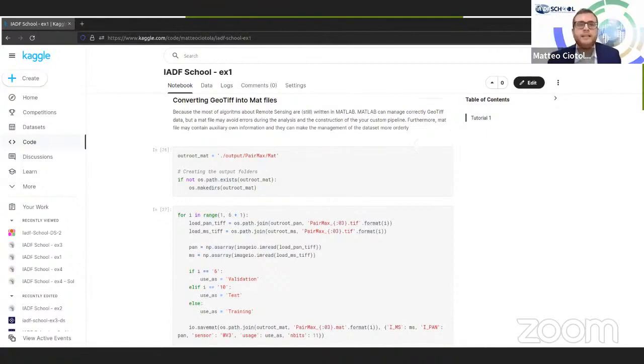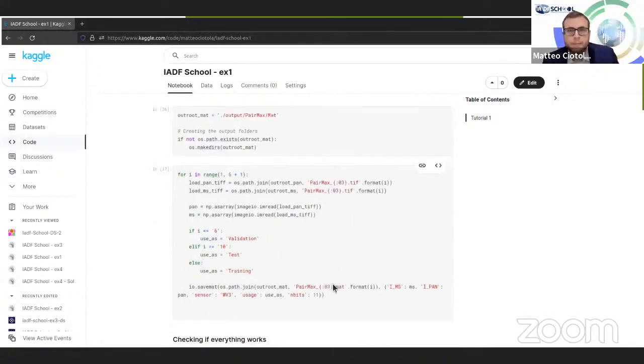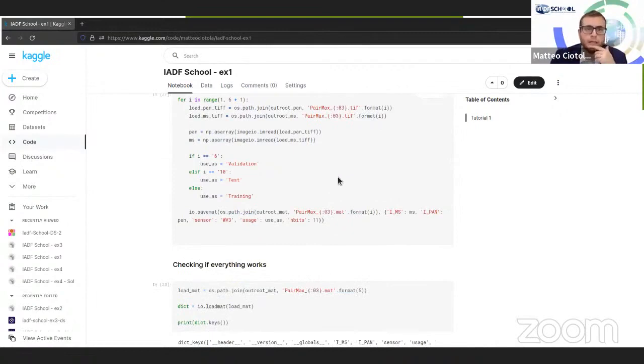The other advantage is that a single MAT file can contain multiple kinds of information, such as images with different dimensions and number of bands. And we can encode single or multiple couples of panchromatic and multispectral images with much other useful information in a single file with a really small overhead. For example, in this case, we have decided to include info about the name of the satellites, the spectral range, the number of bits that encodes our information, and the possible usage of the patch. The sixth patch could be used for validation, the tenth for tests, and the others for training, for example.